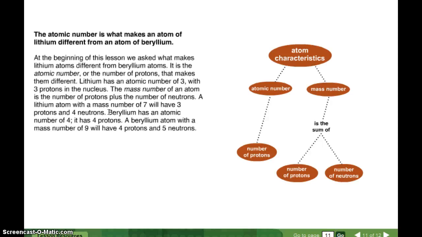Beryllium has an atomic number of 4. It has 4 protons. A beryllium atom with a mass of 9 has 4 protons and 5 neutrons. So atom characteristics include the atomic number, which is the number of protons. Atom characteristics includes the mass number, which is the sum or the total number of protons plus number of neutrons.